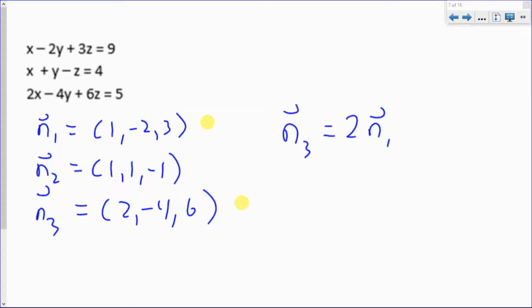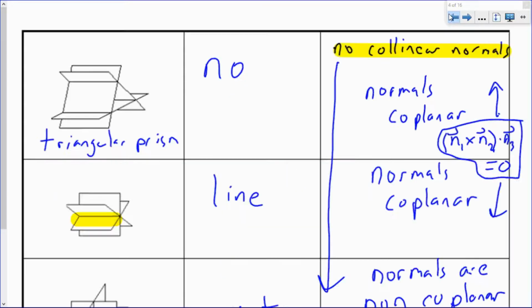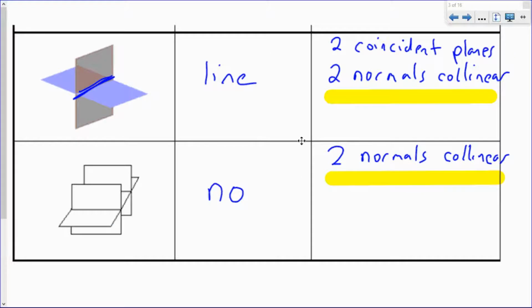So I have two normals that are collinear. Notice that N2 is not collinear. So what case do I have here? If I just flip back through my notes here, I must have one of these 2 cases where 2 normals are collinear. Now, which is it? Well, I need to answer myself this question here. Are 2 of the planes the same? Or are they different? So the 2 planes, 1 and 3, are they different planes?